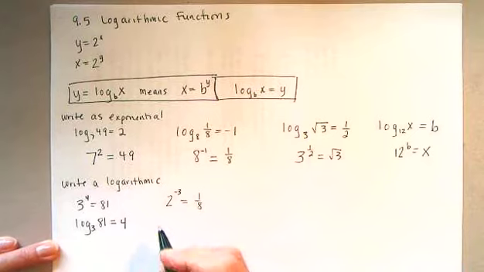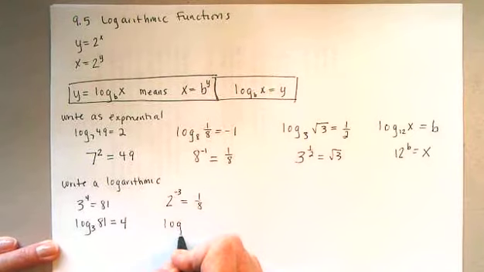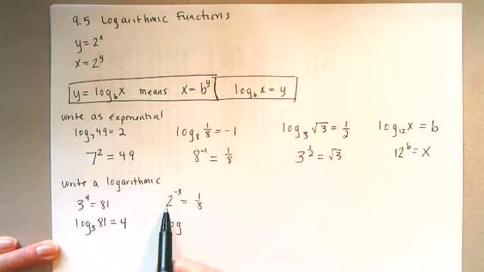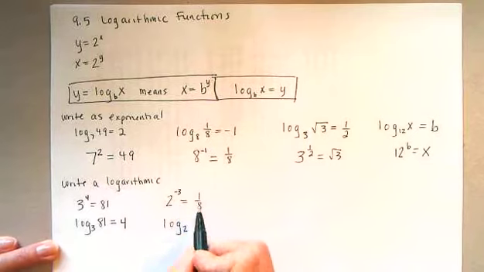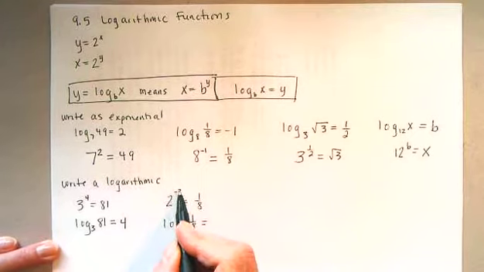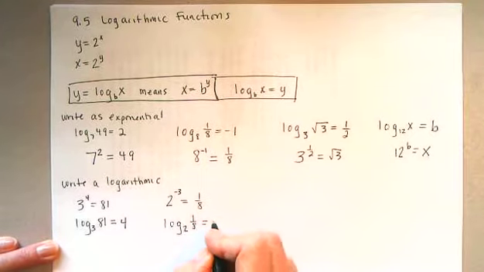So, again, I know I write the word log to begin with. The base of my log is the base of my exponent. So I have log base 2 of, and that is what it's equal to. So I have log base 2 of 1/8 is equal to the exponent. Remember, the exponent is now all alone.